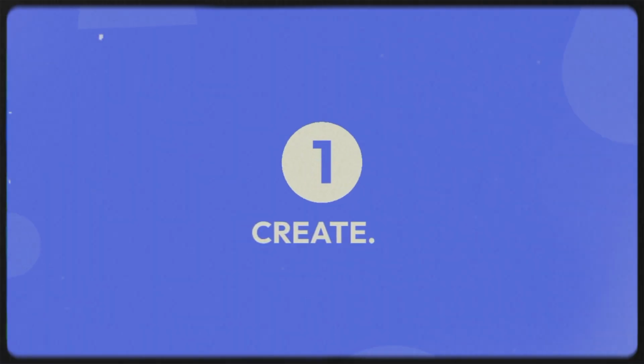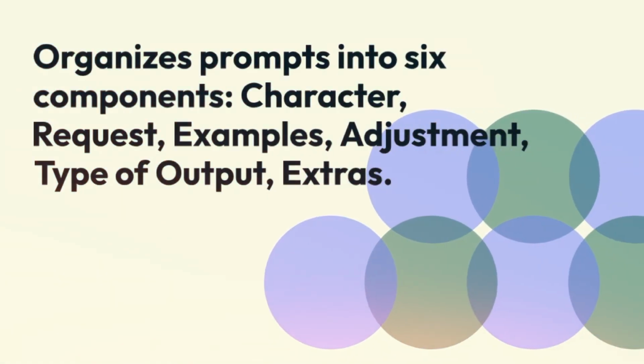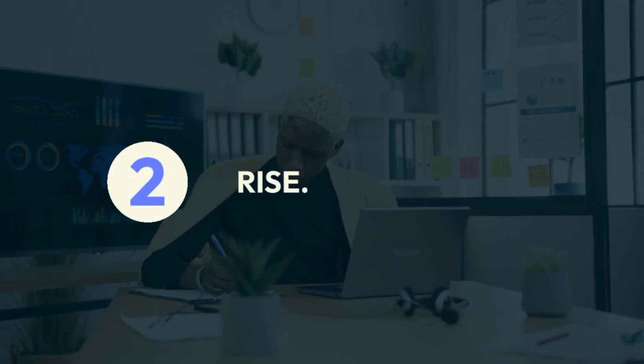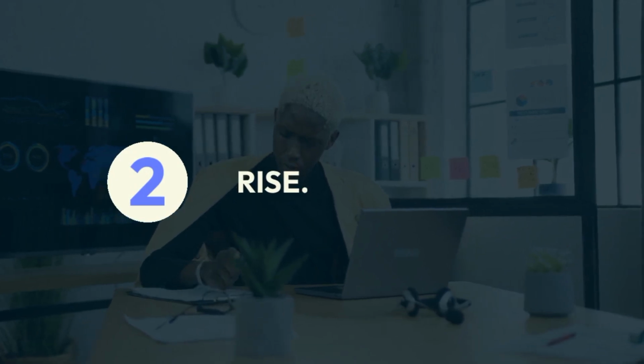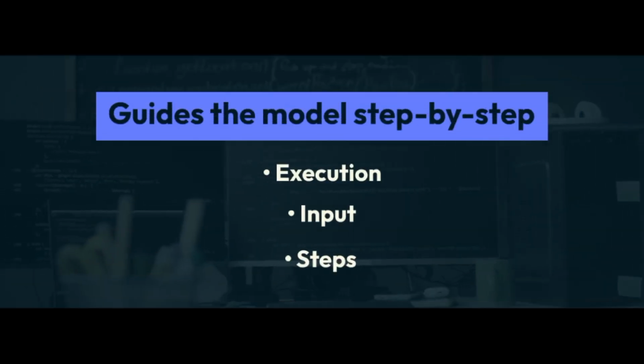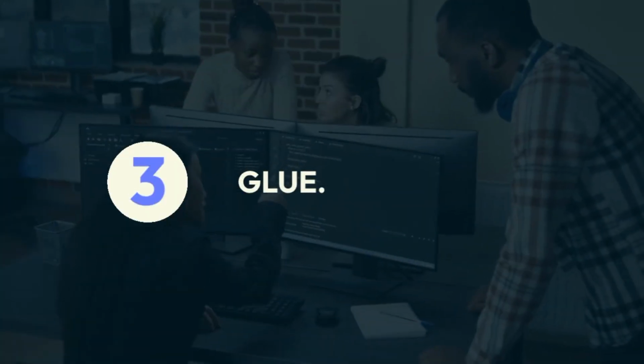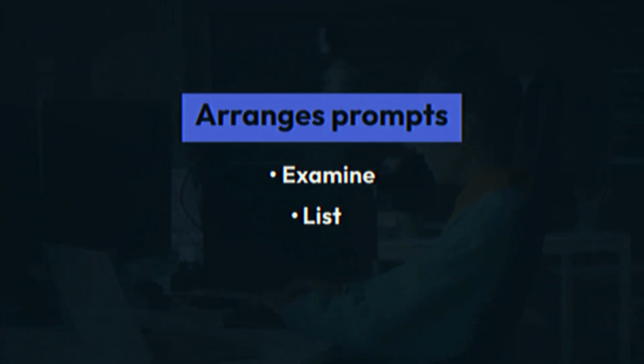Number 1 is CREATE. It organizes prompts into 6 components: character, request, examples, adjustment, type of output, and extras. Second is RISE. This framework provides the model step by step for role, input, execute, and steps. Third one is GLUE. Guides to arranged prompts in goal, list, unpack, and examine.